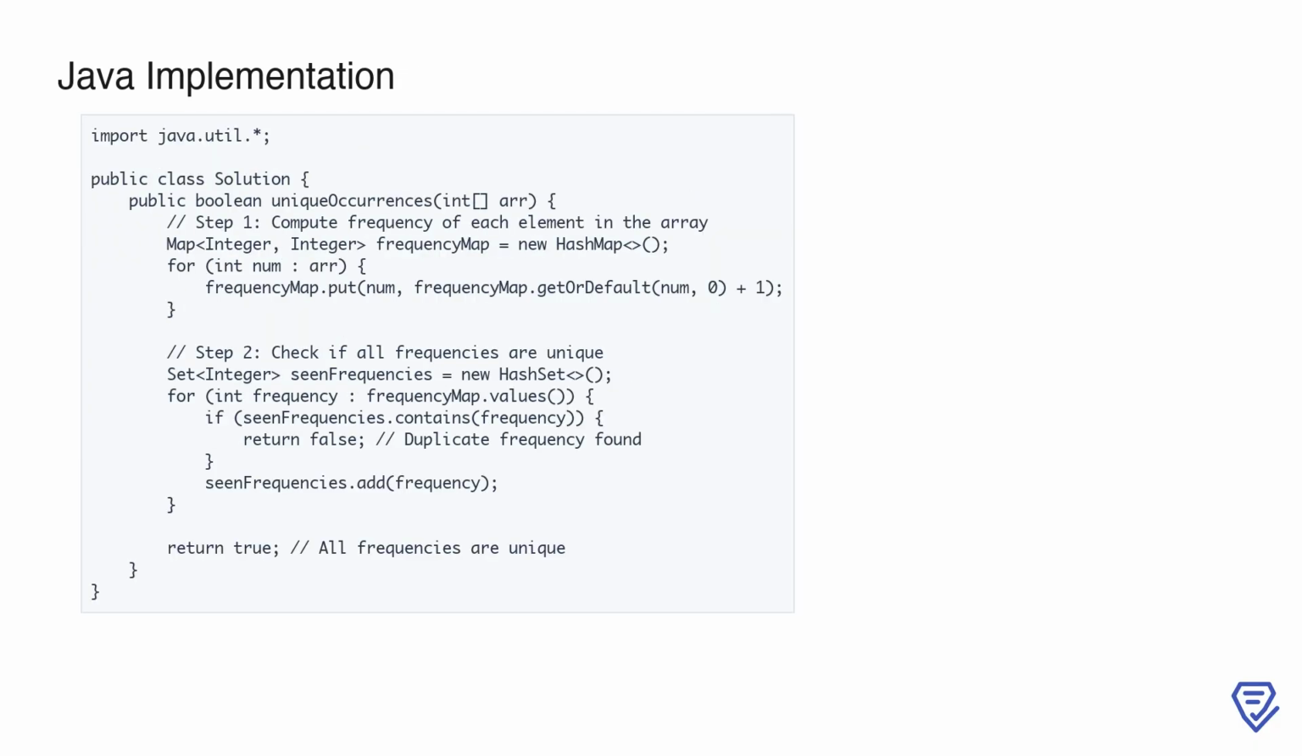This is the Java implementation of the unique number of occurrences problem, LeetCode number 1207. The logic mirrors the provided Python implementation. We use a hash map to count the frequency of each number, and a hash set to ensure the frequencies are unique. Key differences include explicit type declarations, use of Java's collections framework, and Java's structured class-based approach.